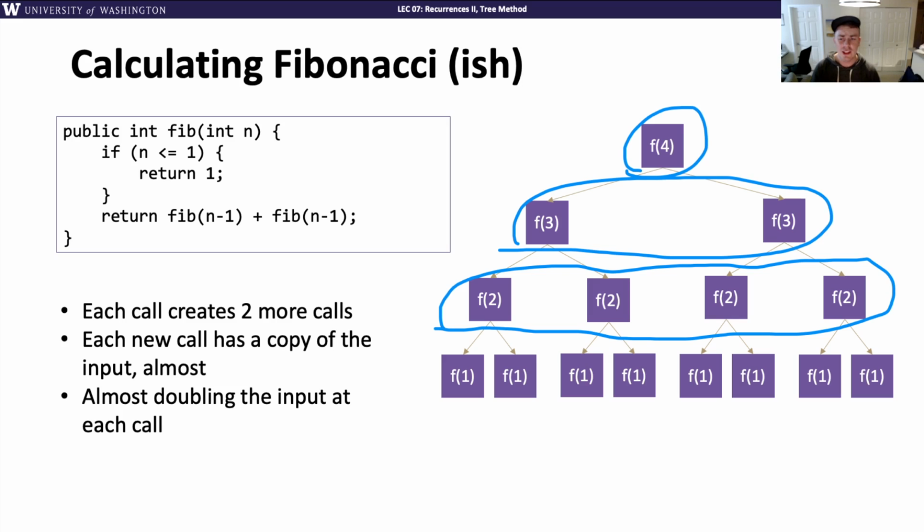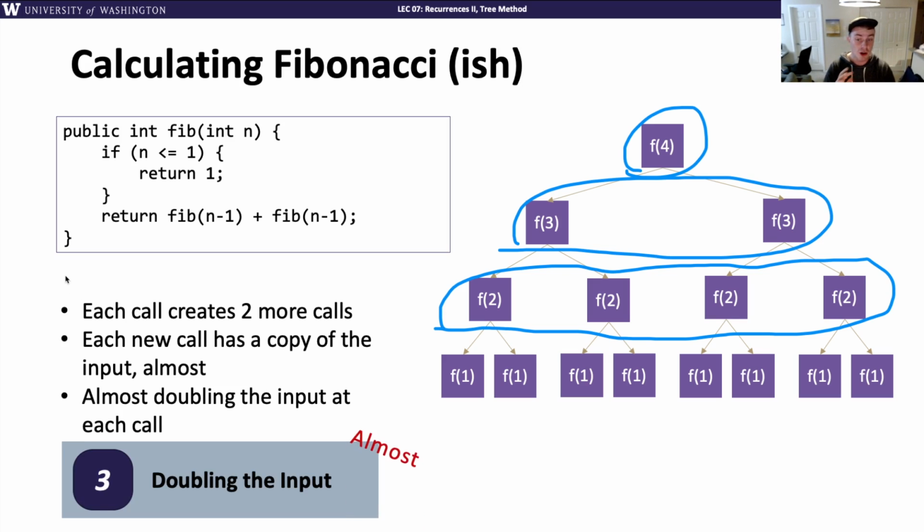And so we're going to be calling this almost doubling the input at each call. What we kind of mean by that is when you are thinking about the work done overall, each time you're making one of these recursive calls, you're almost doubling it, not quite. You are doubling the number of recursive calls, but kind of the work overall is almost doubling. So we call this our third pattern, doubling the input, or almost.